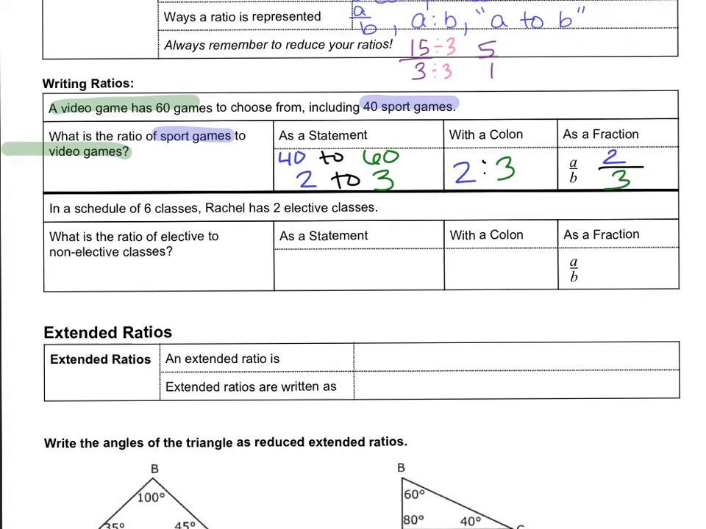All right, go ahead and press pause. See if you can do the next one here on your own. Okay, so for this one, you should have 2 to 4. She has 2 elective classes to 4 non-elective. She has a schedule including 6 classes, and those 6 classes include her 2 electives. So we subtract the 2 from the 6, which is where my 4 comes from. So she has her 2 elective classes and then her 4 core classes. Again, this can be reduced, which is where my 1 to 2 comes from. All right, go ahead and write your colon and fraction. Go ahead and press pause again. Right, go ahead and check yourself.